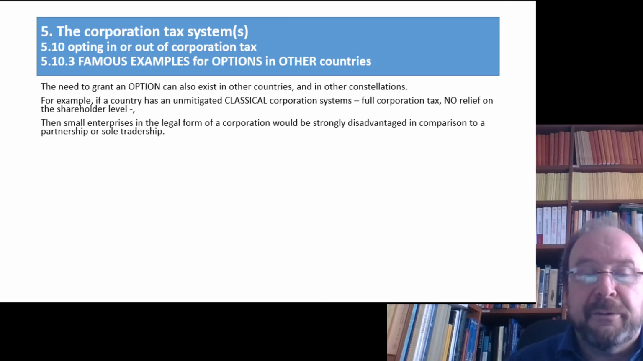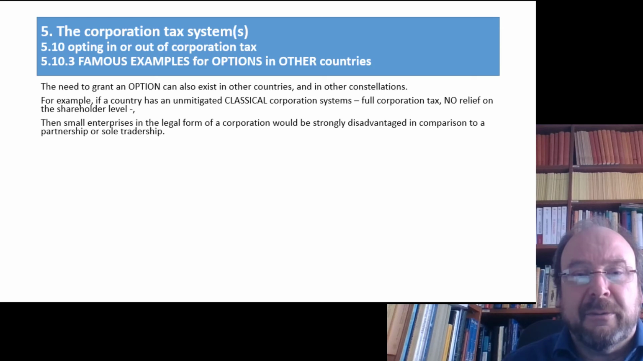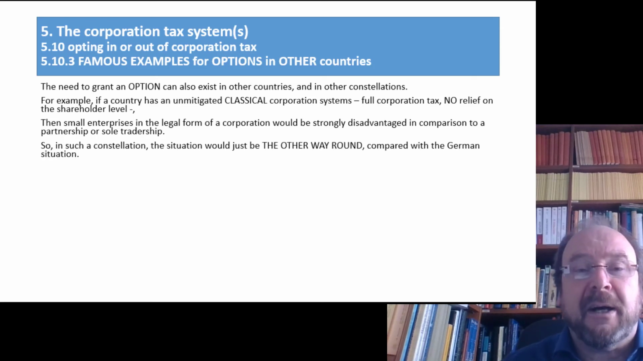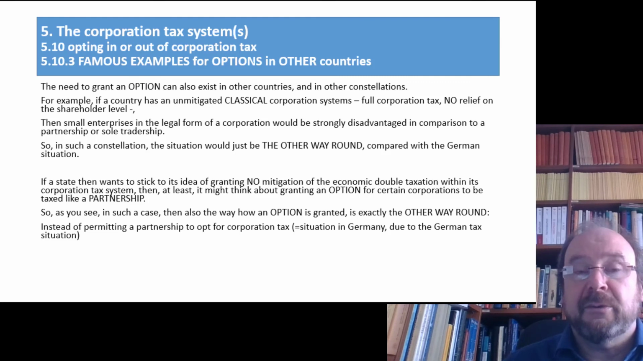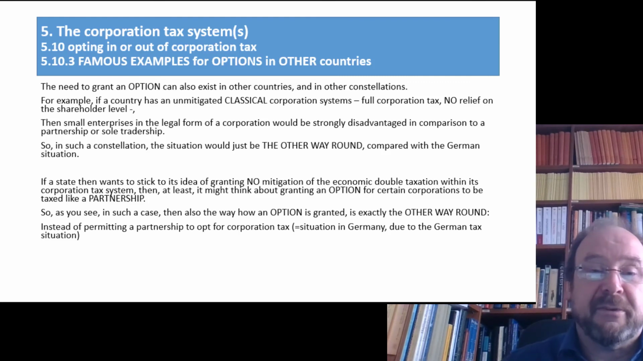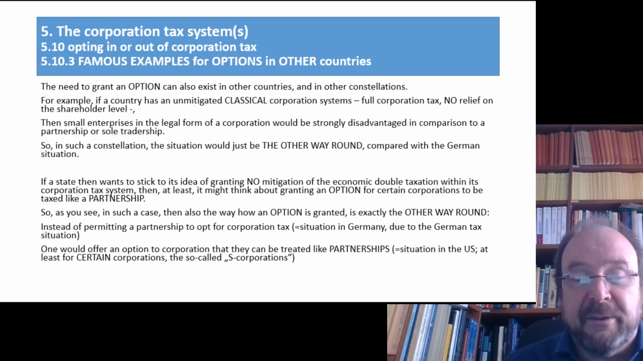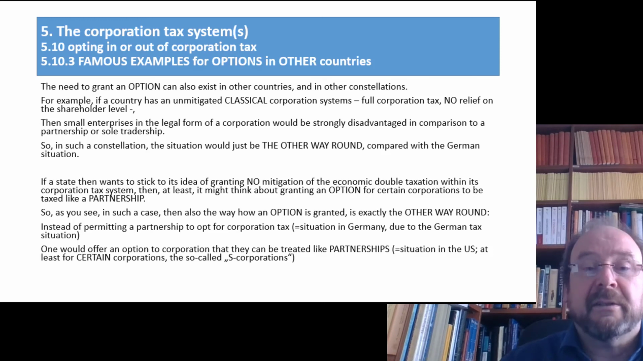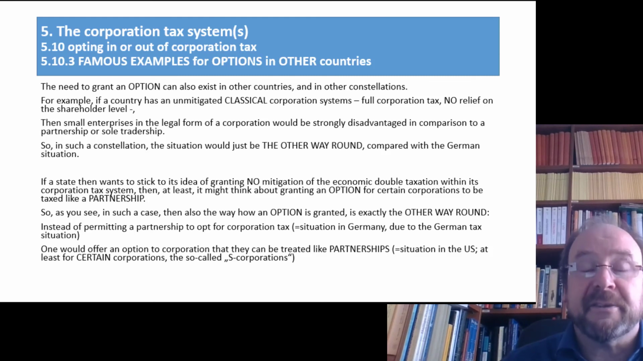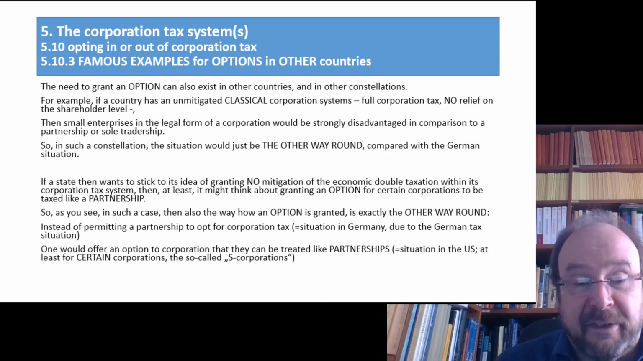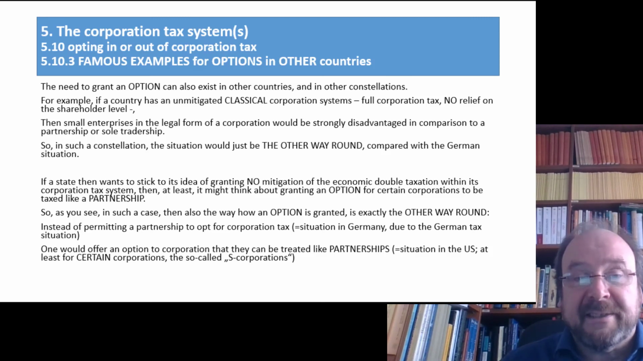Is it really fair to do this to these people? And then you might say, we are not going to tamper with our corporation tax system, but we allow certain people, certain companies, to opt for taxation as if they were a partnership. That is, for example, the situation in the US. There, instead of permitting a partnership to be treated as if it were a corporation, you have the option that a corporation can apply: I want to be treated under tax law as if I were a partnership, or if there is only one shareholder, as if I were a sole proprietorship. That is famous in the US.